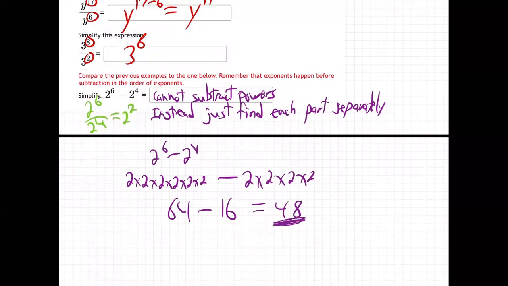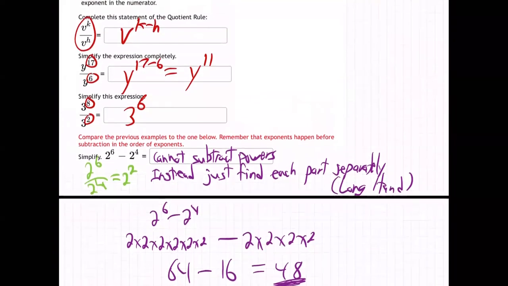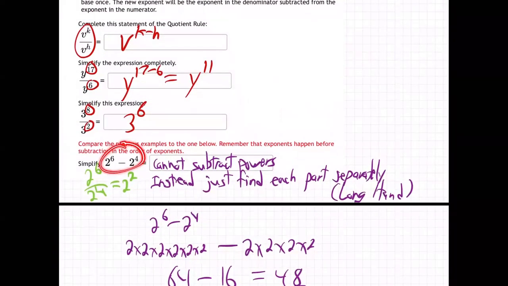It's 48. So the point of that example is that you cannot use any shortcut rules. You just have to do it longhand. There's no shortcut rules that'll work. You just have to find 2 to the 6th and find 2 to the 4th by multiplying and then just subtract them. They're just making sure you see the difference, that you can't subtract powers here because they're not divided. It's only when you have two of them divided that you can subtract powers. And so there we go.